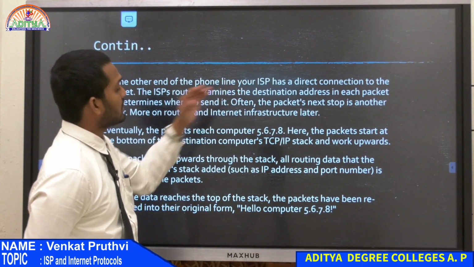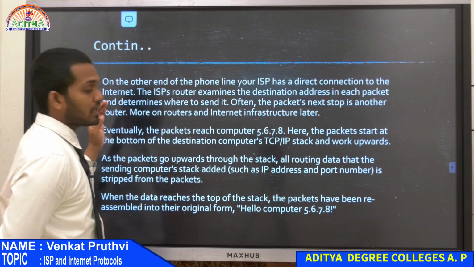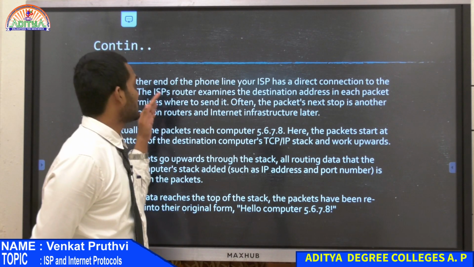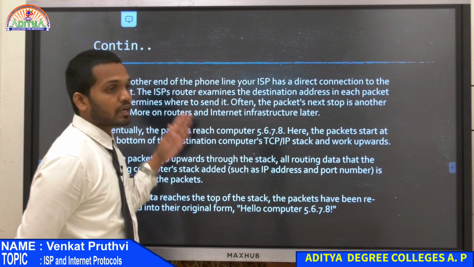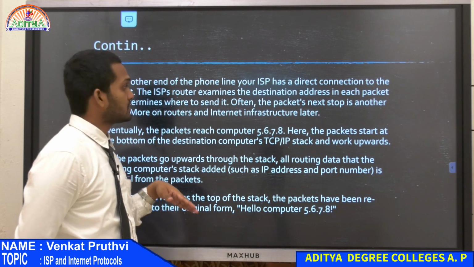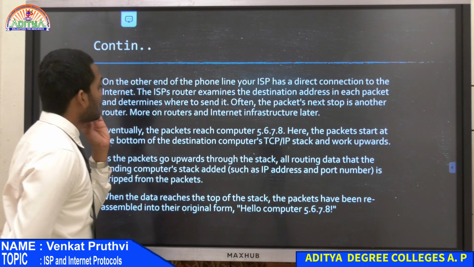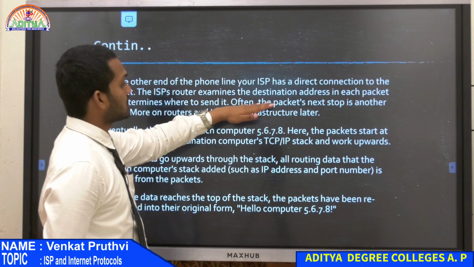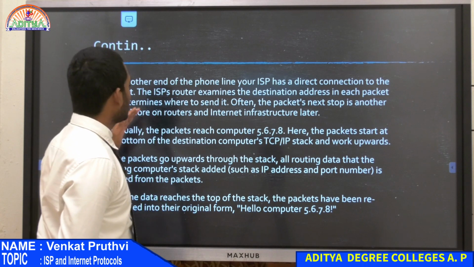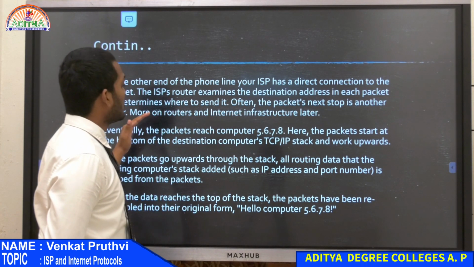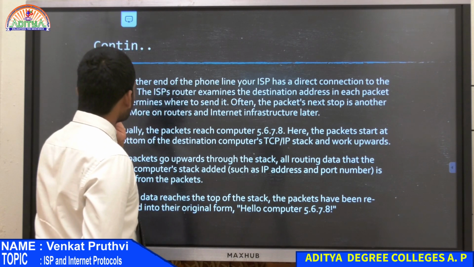Your ISP has a direct connection to the internet. Yesterday I was discussing ISPs, internet service providers. They have their own routers, right? Your signal towers and all. Those signal towers are in turn connected to their routers. The ISP router examines the destination address in each packet and determines where to send it. The packet's next stop is another router. We'll see more on routers later.